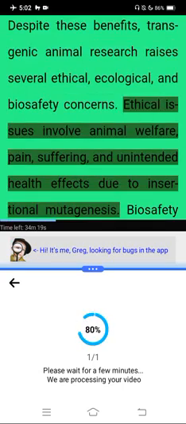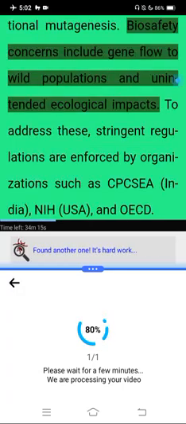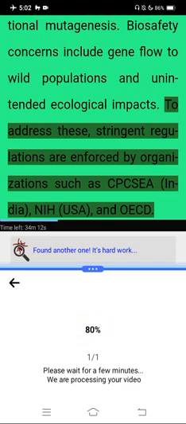Ethical issues involve animal welfare, pain, suffering, and unintended health effects due to insertional mutagenesis. Biosafety concerns include gene flow to wild populations and unintended ecological impacts. To address these, stringent regulations are enforced by organizations such as CPCSEA (India), NIH (USA), and OECD.